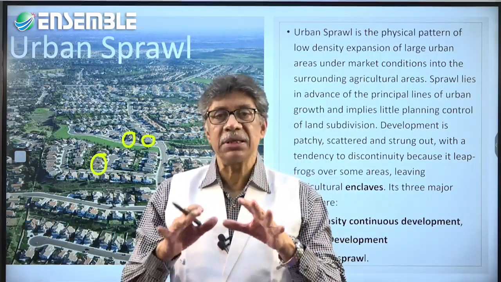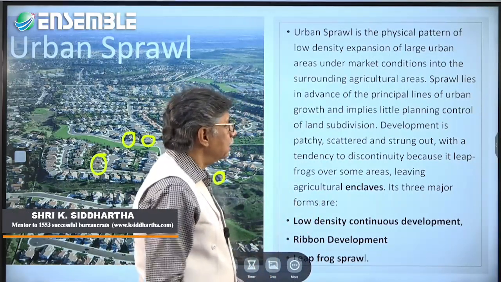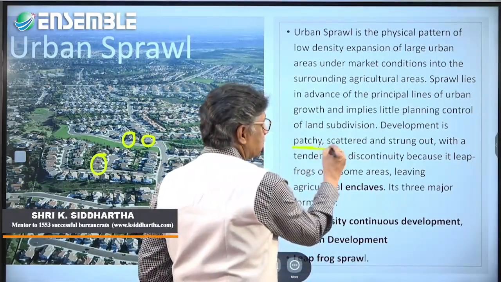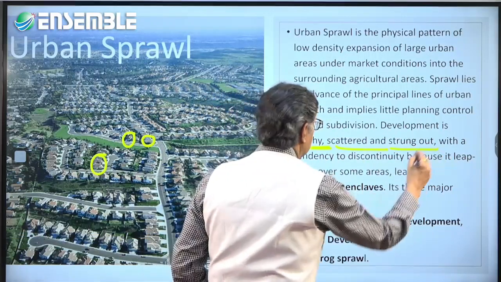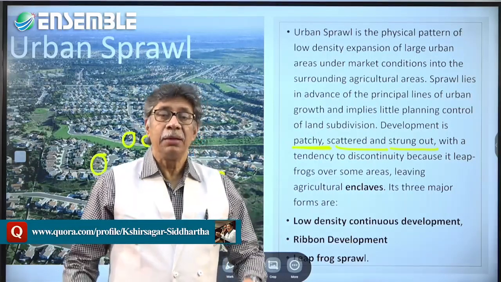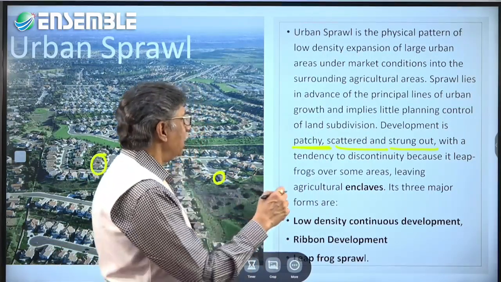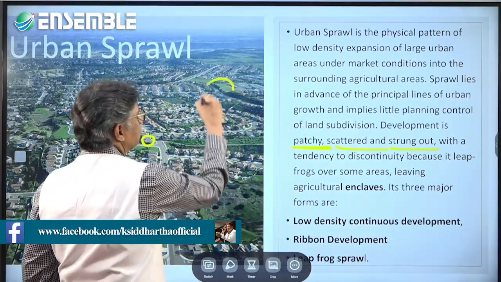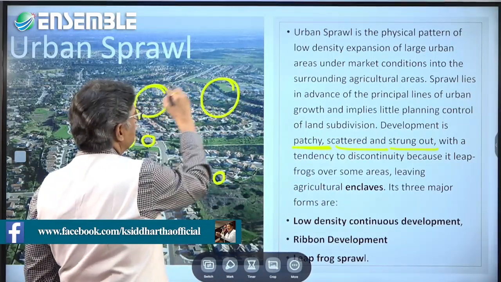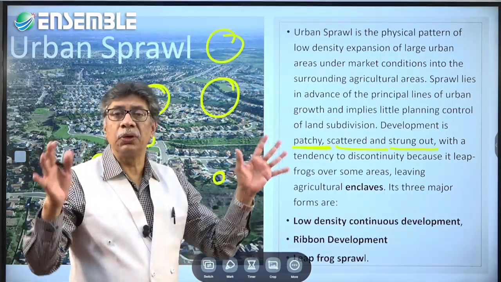Consequently, if this happens, then the development is going to be patchy. In this case, the development is going to be patchy, scattered and strung out, both of them. When we say the development is going to be patchy, that means it's going to be only in some form, like it can be this place that develops, it can be this place that develops, it can be this place, and in between it will be a complete rural area.